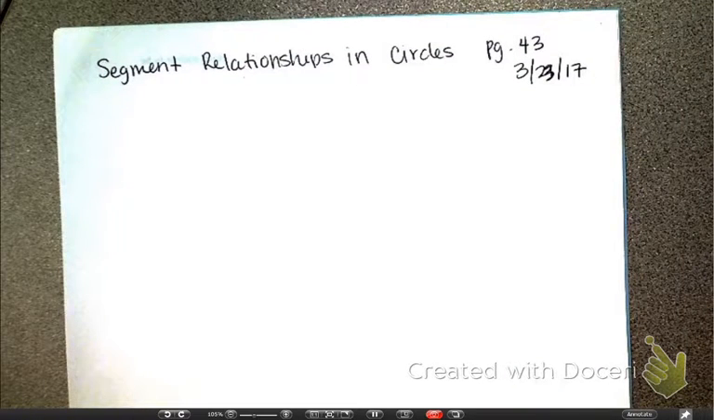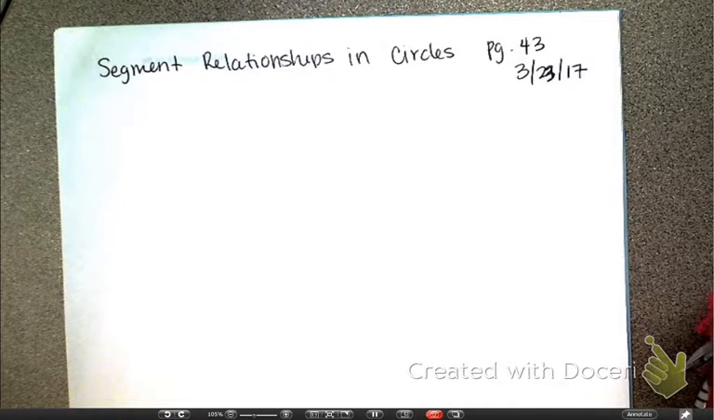Okay, so we're going to go through some definitions before we actually look at problems. Can someone remind me what a chord is? We need to know the definition of a chord. Still? A line that has two endpoints touching the circle.